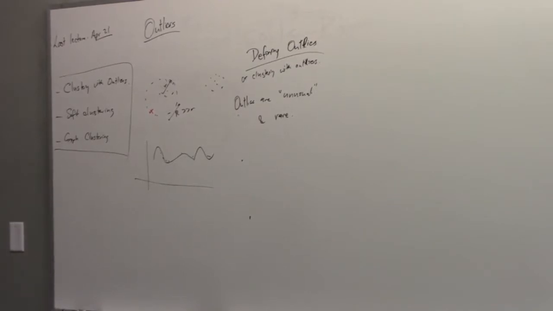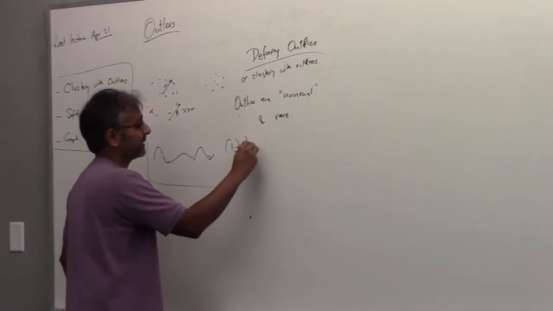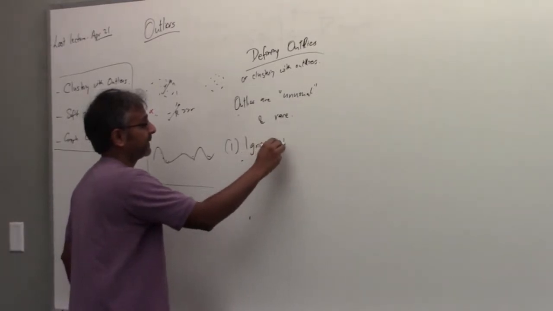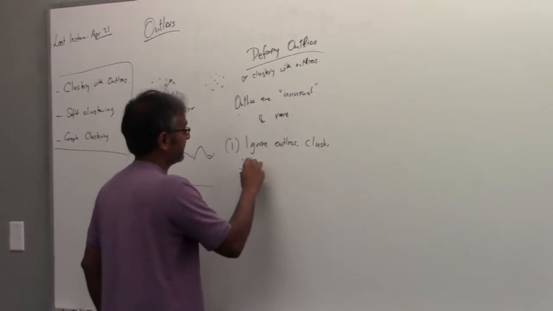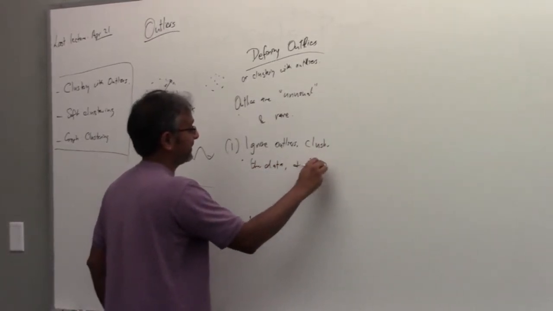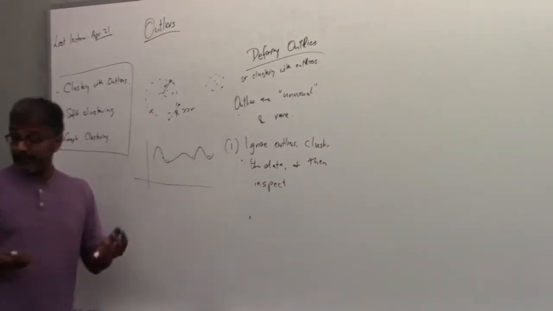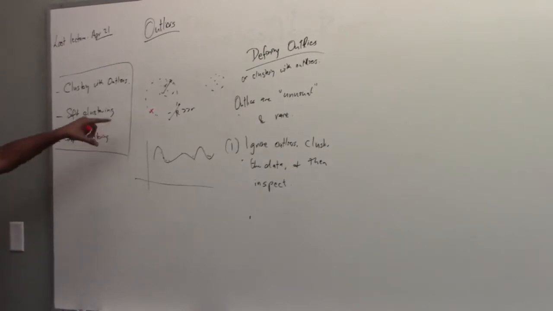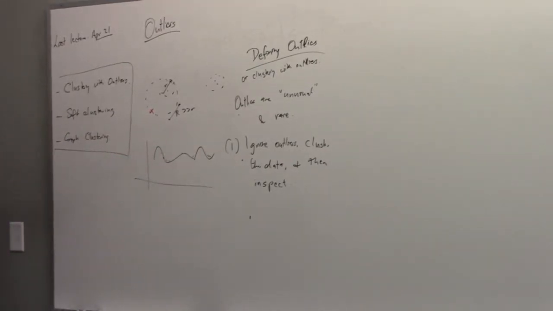So that's a way of doing clustering where you say, I will ignore the fact up front that I have outliers. So this is strategy one: ignore outliers, cluster the data, and then inspect. And it might work, but it also could distract you for the reasons I mentioned. If you have a few outliers that are really bad, they could just change your clustering structure altogether.